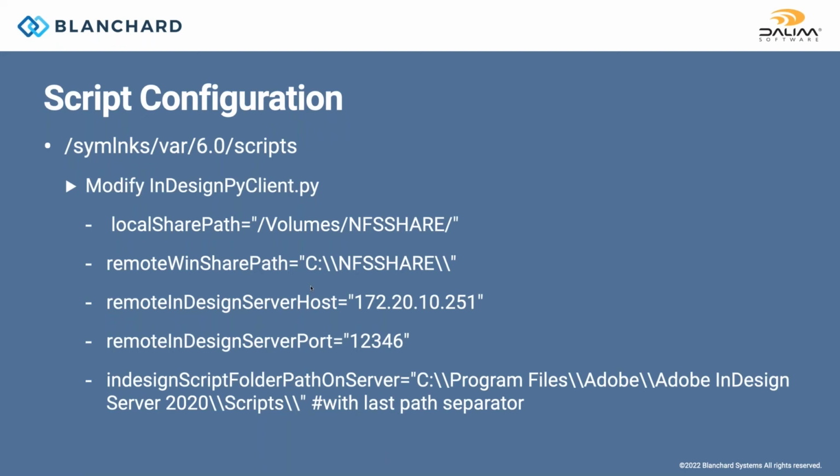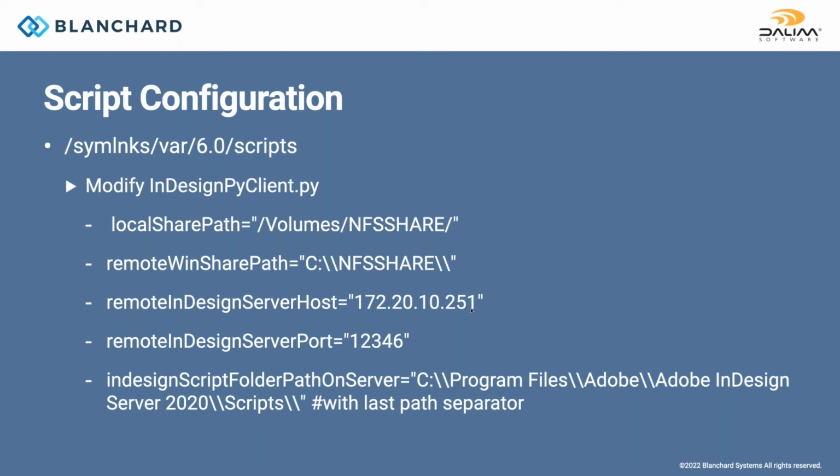Then on the ES side itself, Dalim will provide an InDesign Python script, which goes in Symlinks var 60 scripts. So it's a script step. Those of you who play with script steps know they go in there and show up inside of ES as a tool for your ES workflow. Some specific settings that you need to set in there: local share path. So where is that mount from my Windows server at? In this case, it was volumes and FS share. I have to tell the Windows side where that share is, so I did it at the root level of C.